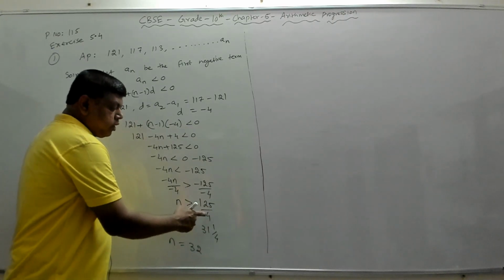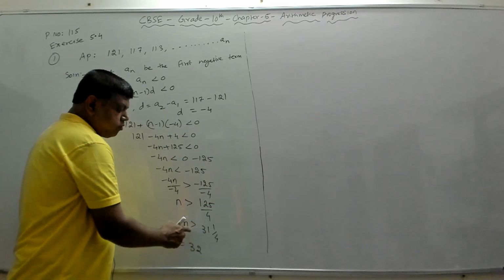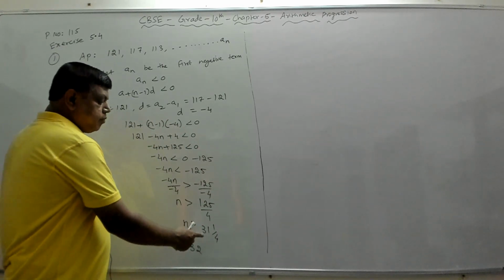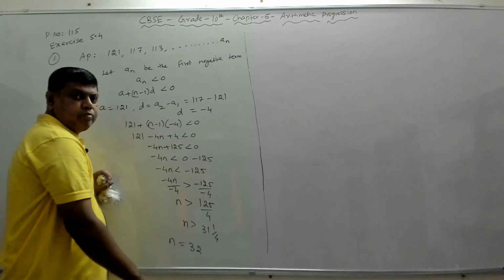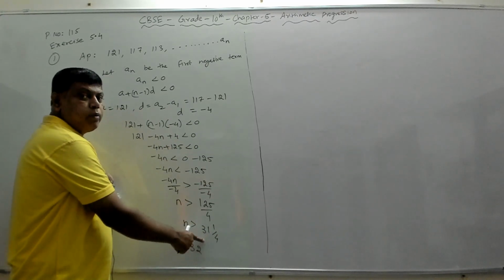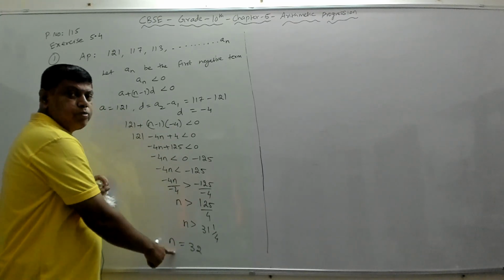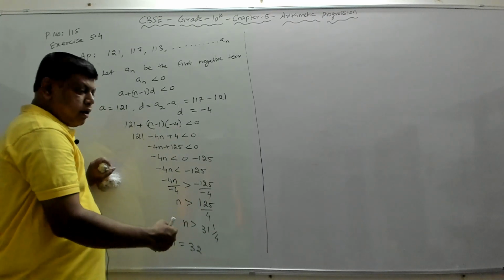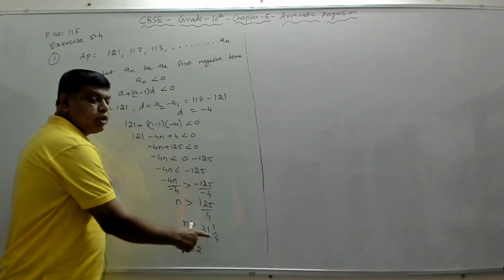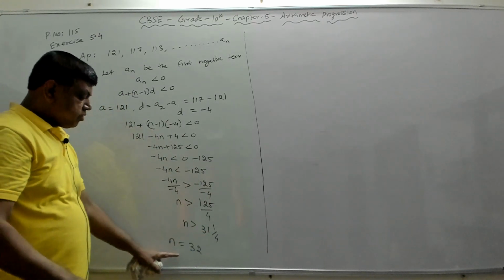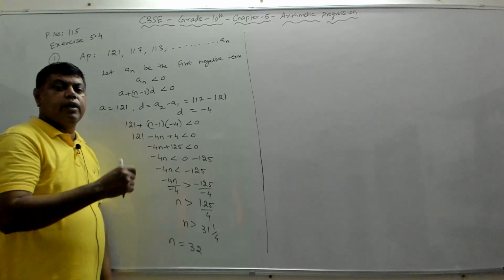We are converting this 125 by 4 into a mixed fraction. So what is n? The next n that is greater than 31 1 by 4 is 32. 31 1 by 4 means it is 31.25. So the next integer, because n cannot be a fraction; n has to be a positive integer, and it should be immediately after 31 1 by 4. So n should be greater than this, which means it is 32. So the 32nd term is the first negative term of this AP.